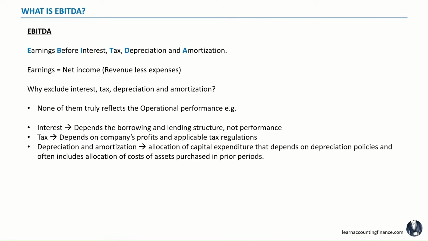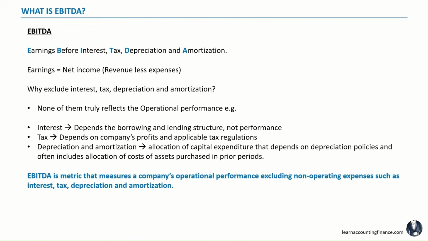Depreciation and amortization are non-cash expenses and really reflect allocation of capital or intangible expenditure that has already been incurred. Often these expenses are incurred in the past. So you may have an asset that was purchased 10 years ago and you're still allocating the cost of that asset in the income statement. That's why depreciation and amortization are also excluded.